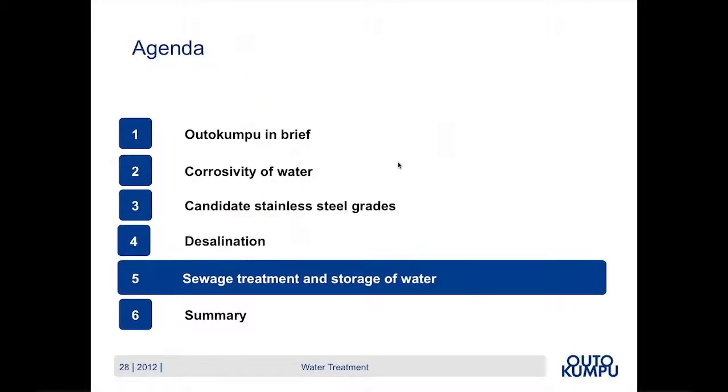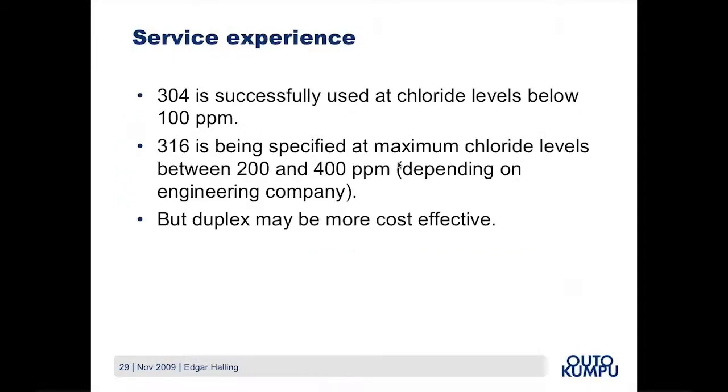So let's turn now to a completely different area, sewage treatment. First of all, it's clear that conditions in sewage plants are less challenging than in desalination, and for that reason we see considerably lower alloyed grades being used. For example, there are many successful installations of austenitic grades where chloride levels don't exceed 100 parts per million.